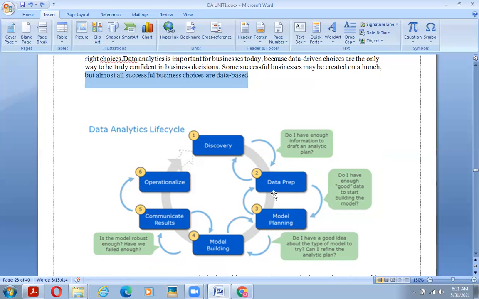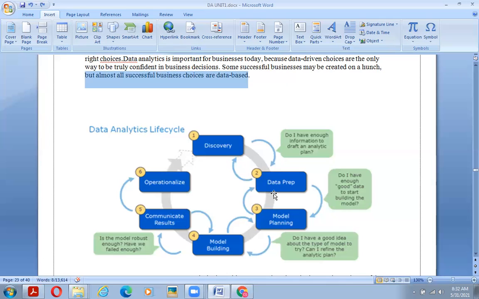Then in the next step, model planning: do I have a good idea about the type of model to try? Can I define my analytical plan? We study how we can improve our analytical plan. Then we go to model building. In model building, we understand: is the model robust enough? And we communicate the results.